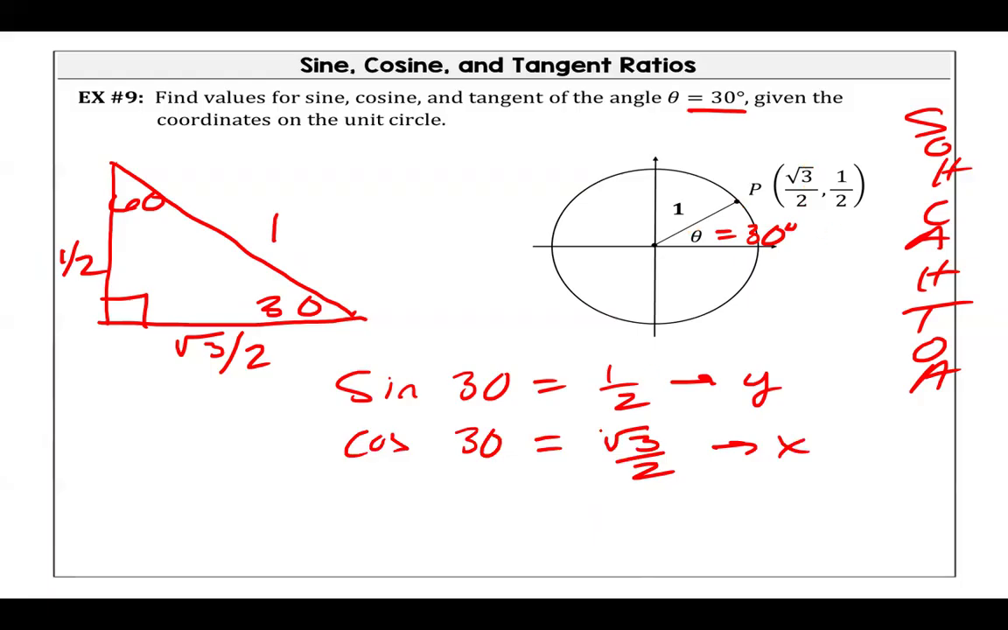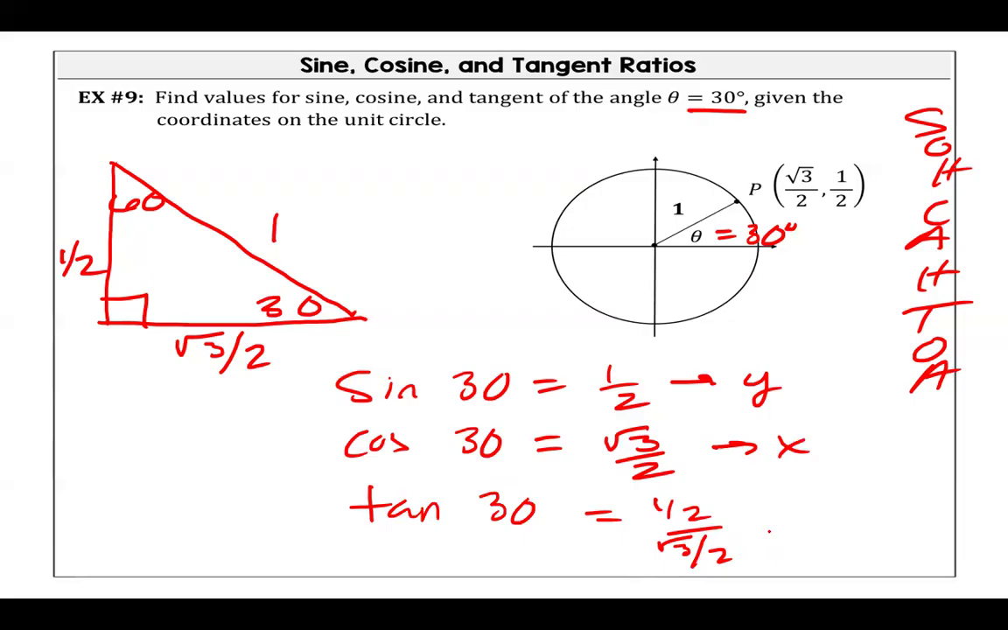All right. Tangent is not going to be on your circle because it's not part of the circle, but to find the tangent, we know that's our opposite over our adjacent. What's our opposite? 1/2. What's our adjacent? Square root of 3/2. Isn't that the same thing as our y over x? 1/2 over square root of 3/2. How do you divide fractions? You multiply by the reciprocal. And what's our shortcut to remember that?